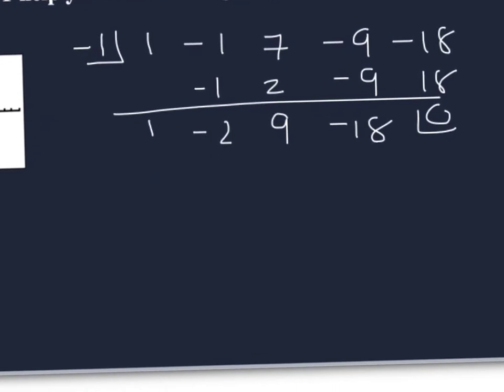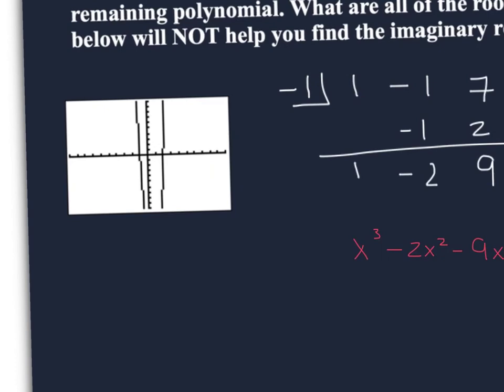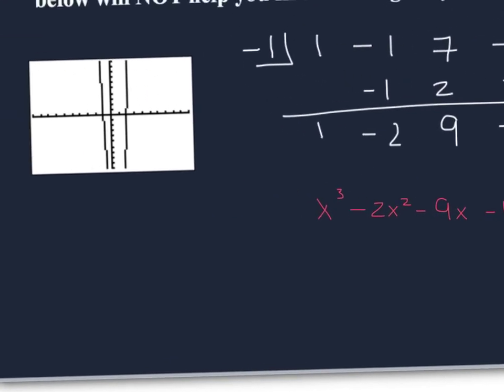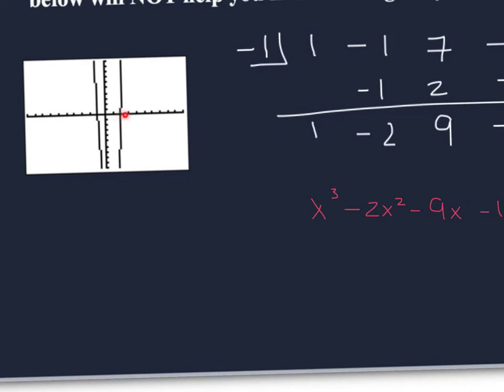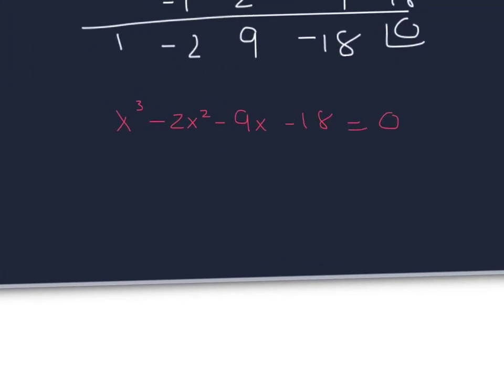And when we depress this, we're going to get x to the third power minus 2x squared minus 9x minus 18 equals 0. Okay, so at this point, if you can factor by grouping, go ahead and do that. And if not, you can depress it one more time. I'm going to choose to depress it, and again, I'm using my graphing utility and my list of possible rational roots to help me. So I'm going to pick 2 because 2 is clearly a 0 here on my graphing utility.